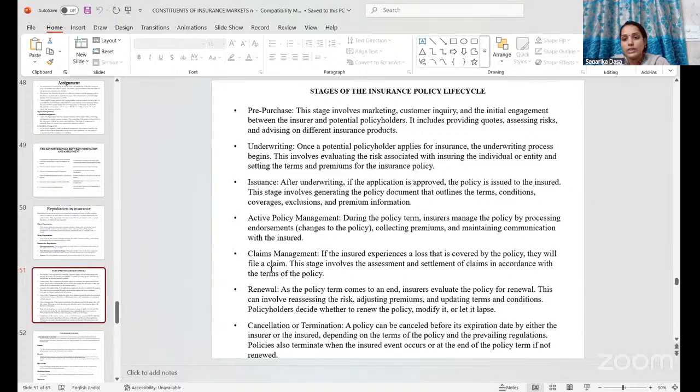If the policy holder is facing any loss, or he got admitted into the hospital for treatment of some disease, or he met with an accident or any other situation where the insured party is facing losses, then he has to go for the claiming process. This claims management involves assessment: verifying what loss the insurance policy holder is facing and how much loss is claimed. This will be assessed and settlement will be done according to the terms and conditions prescribed in the policy.